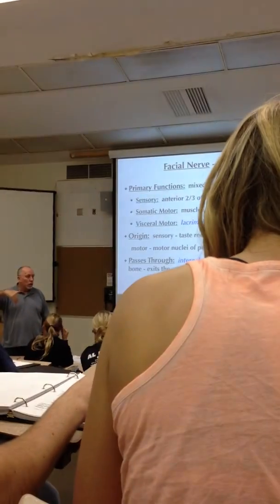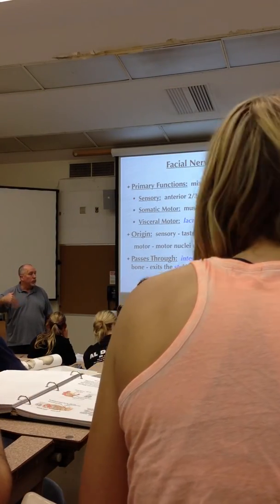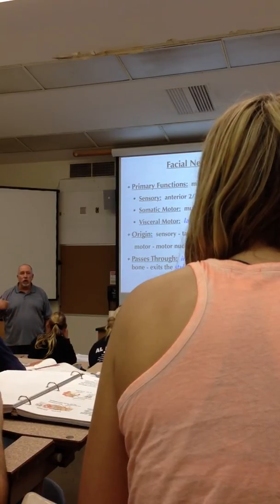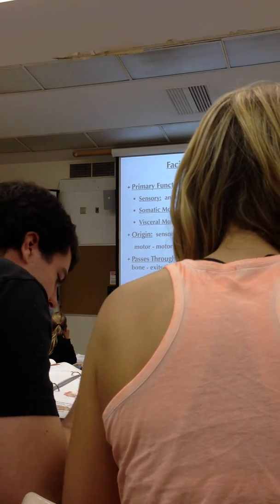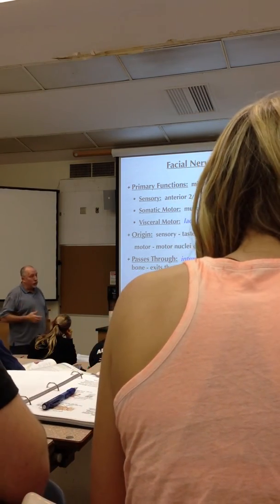The motor part is the muscles of facial expression. If you remember cranial nerve 5, which was trigeminal, the mandibular branch of that got the muscles of mastication. So these muscles of facial expression, we're talking about auricularis oris, auricularis oculi, zygomatic major, minor, all those different muscles.